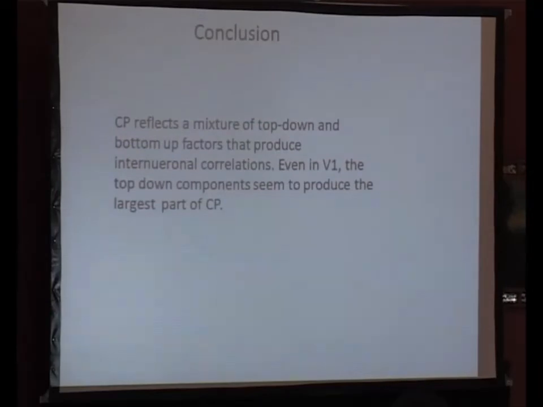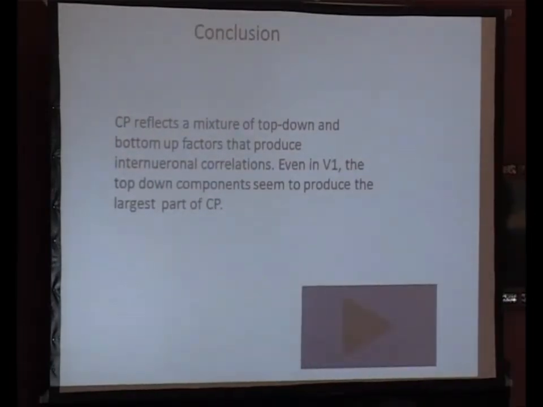So, although CP reflects a mixture of top-down and bottom-up factors that produce interneuronal correlations, even in V1 our data at present, at least, suggests that the top-down ones produce the largest part. I want to emphasize that we have quite a bit more data to add to this. I wouldn't be surprised if that balance changes. What I want to emphasize for now is that by measuring this correlation matrix at the same time as knowing what task the animal is doing, you have a method which allows these two things to be separated, at least in principle. I wouldn't want to commit yet to the idea that the bottom-up one has no influence at all. I think that's unlikely. But I think the method should allow us to answer that question.